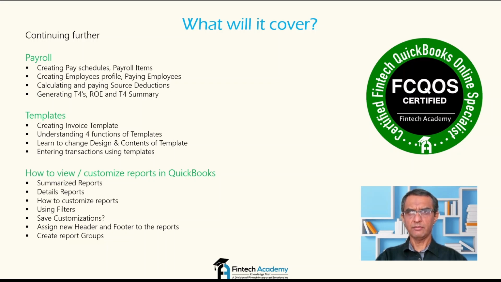Once we have done that, thereafter, something that most companies want: how do you view, not only view, but how do you also customize your reports in QuickBooks Online? What types of reports are available? Summarized reports, detail reports. Customizing means applying filters and saving the customization so that the reports are readily available next time. You don't have to redesign the report again and again. Then assigning headers and footers to the report as we want it to be.